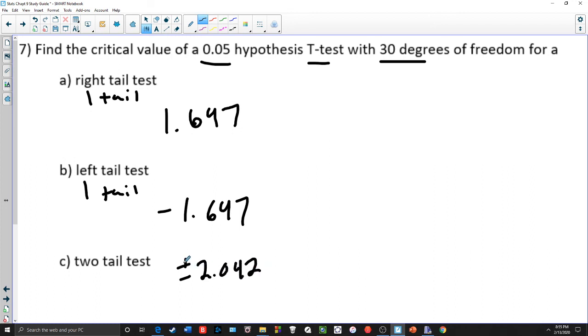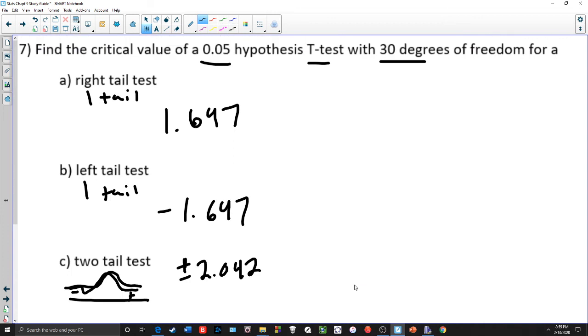2.042. The reason we do plus or minus is because remember a two-tail is on the negative side and on the positive side. It's a very poor bell curve, I know, but that's why we have it as plus or minus, because one of these numbers, the negative version, is on the left tail, and one of them is the right tail of our test, essentially.